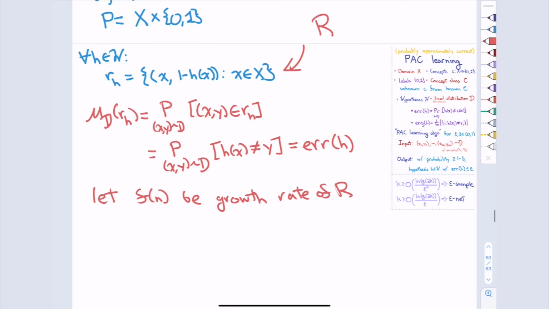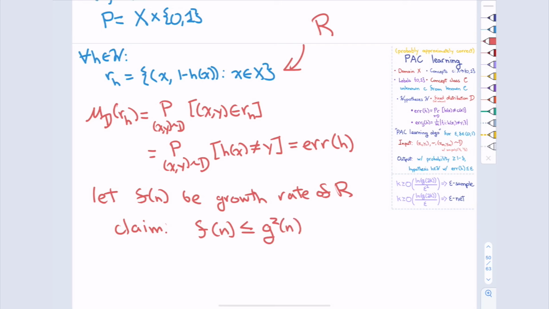The claim is that f of n is at most g squared of n. If that was true, then everything would basically follow.